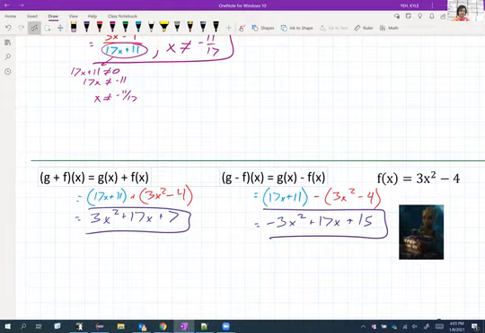Subtracting, does order matter? Is 2 minus 3 the same as 3 minus 2?